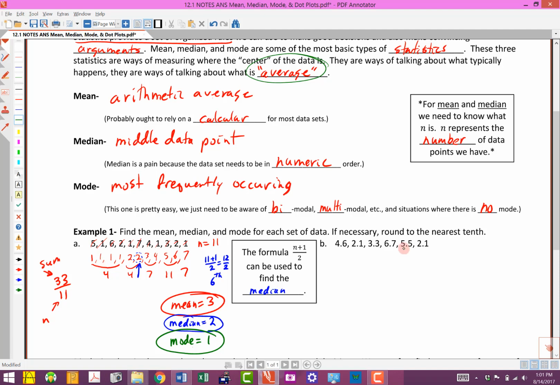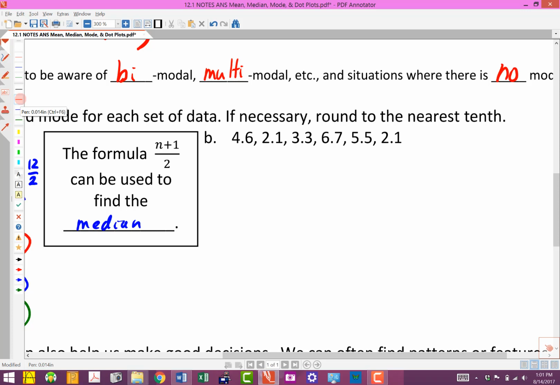The next one is a little bit different, and it's a little bit different for a couple of reasons. It's got decimals in it, and I'm going to go through and count how many there are. Remember, n is an important thing on each one of these. We've got 1, 2, 3, 4, 5, 6. N is equal to 6. We've got 6 points on this one.